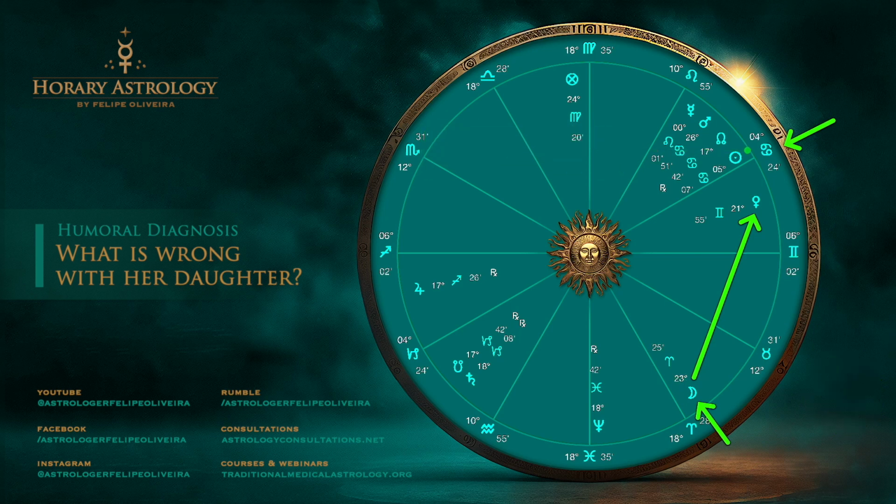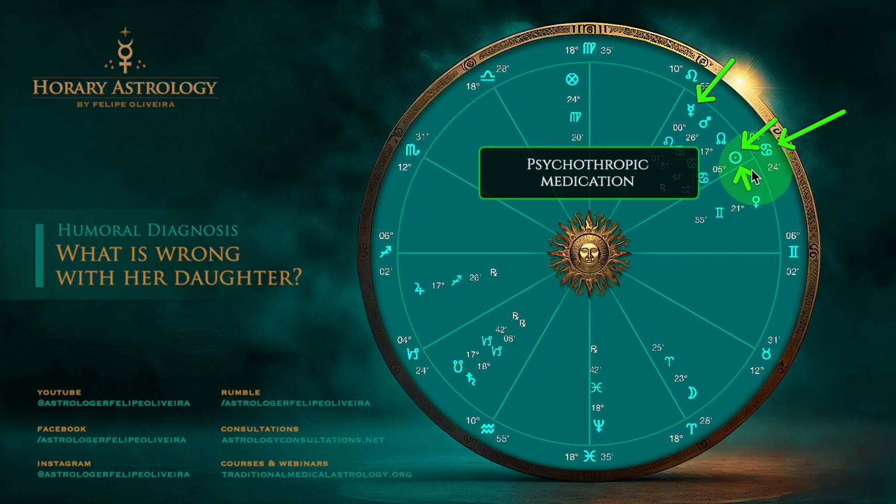Look at her turned house 10. The Sun, the natural ruler of her central nervous system, is inside the cusp. Mercury is in that house and is ruled by the Sun. Venus is not far from the Sun's antiscion. This is sharply descriptive of the nature of her medication and her condition.